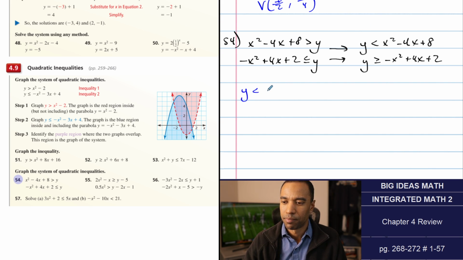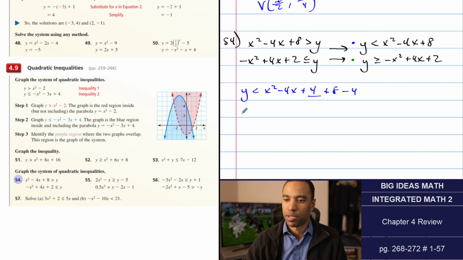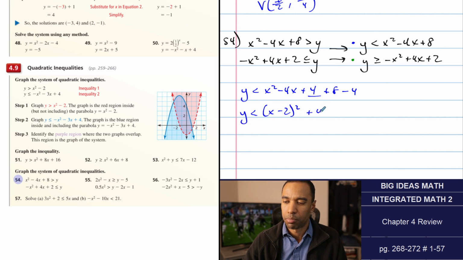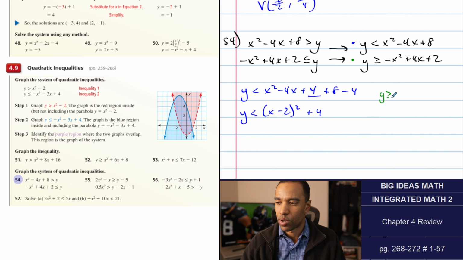So I'll say x squared minus 4x plus 4 plus 8 minus 4. This is for blue and green. And this will be y is less than x minus 2 quantity squared plus 4. So there's vertex form of the first guy in blue. And in green, we're going to get y is greater than or equal to, factor a negative 1 out.